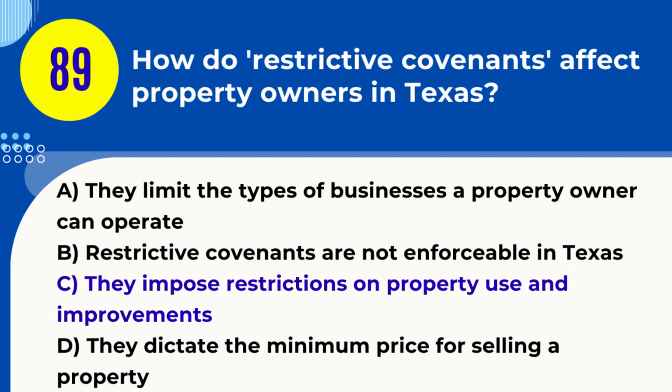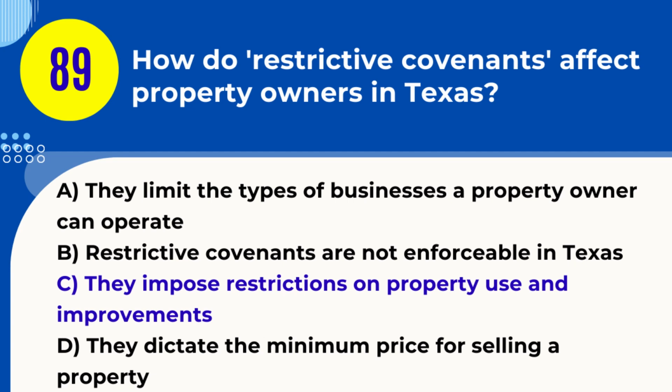Answer. C. They impose restrictions on property use and improvements. Explanation. Restrictive covenants in Texas are rules set by developers or homeowners associations that impose restrictions on how a property can be used or improved. These covenants can dictate things like building size, architectural style, and permissible uses, affecting property owners' ability to modify their property.